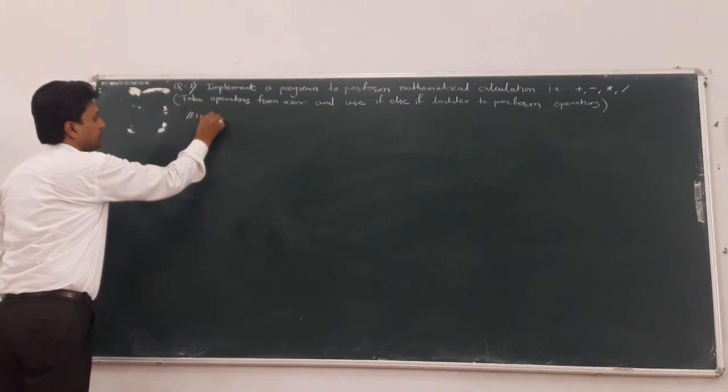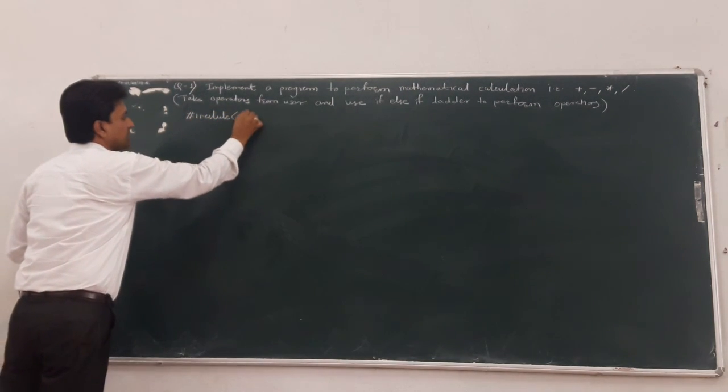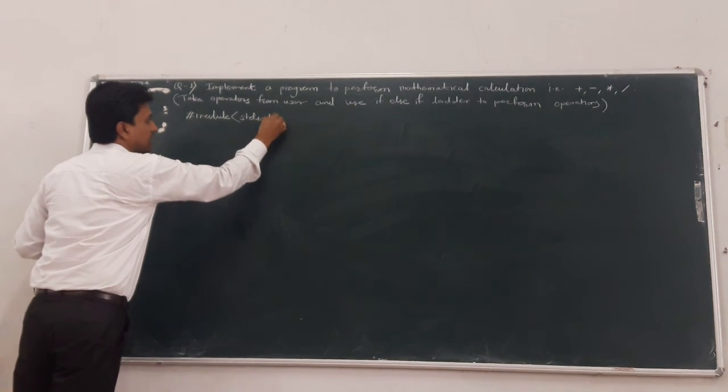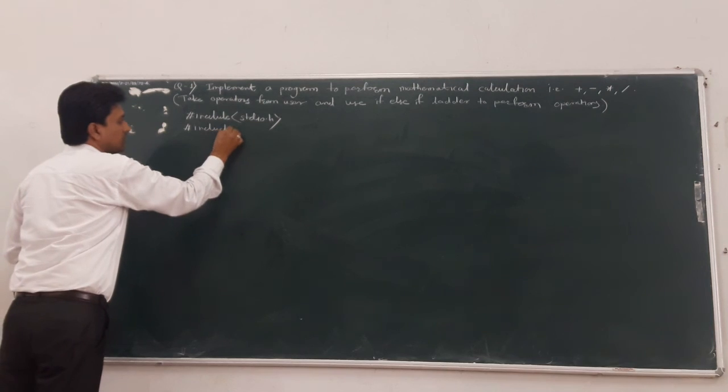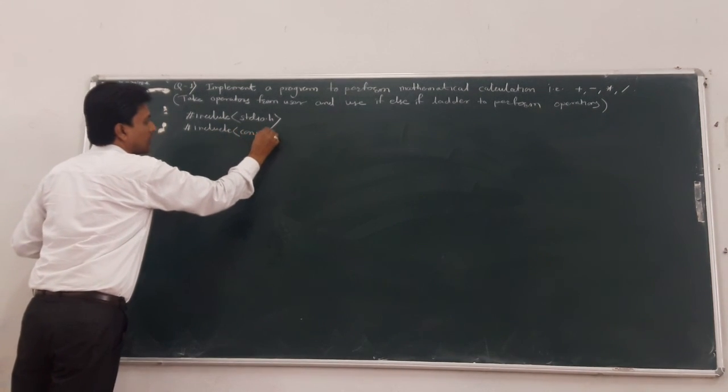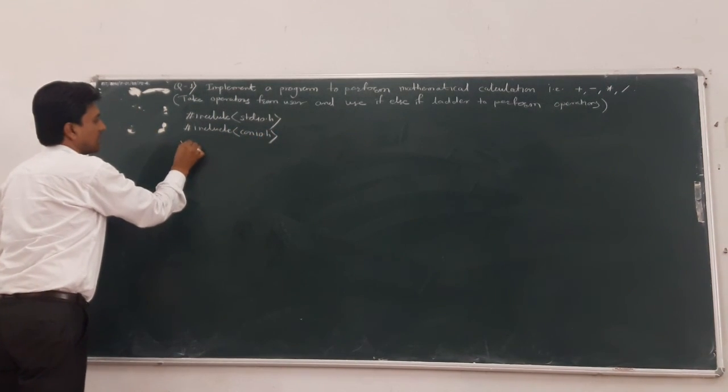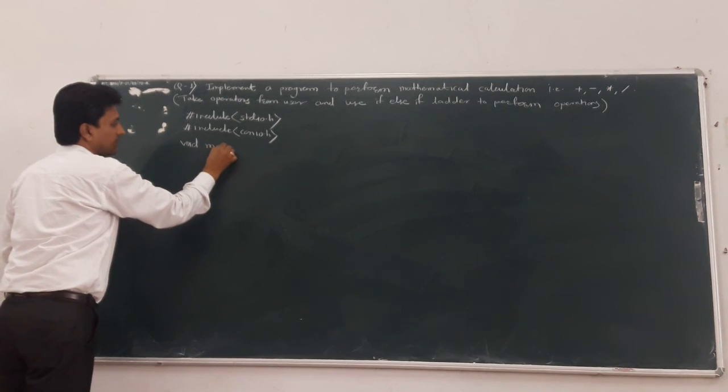Hash include the header file stdio.h, second header file hash include conio.h. Start the program form: void main.